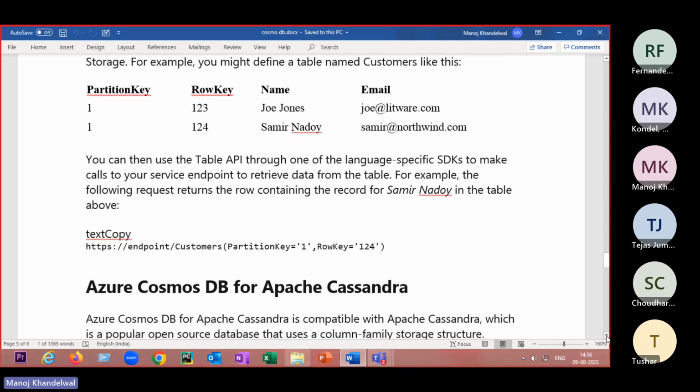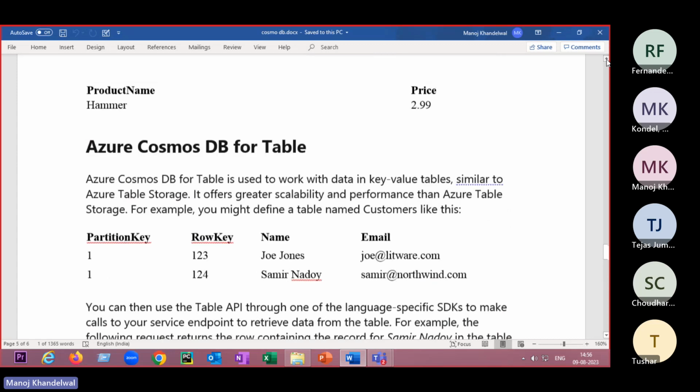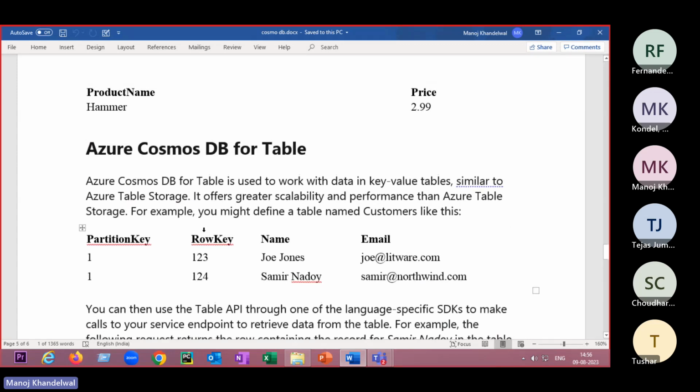Okay, now, table storage is for storing key value pairs. So we saw that there's a row key also and there's a partition also. And the key is like name, the value is Joe Jones. Email is the key, the value is Joe @ so and so. So that is table storage. They call it table storage, but essentially it's a key value pair. The name is misleading.